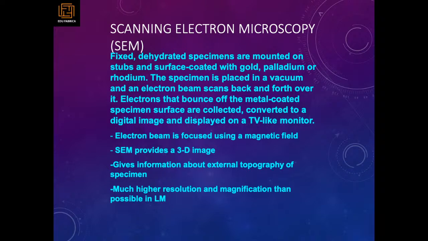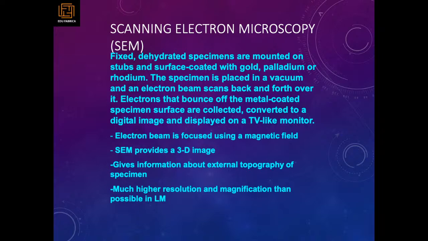The specimen is placed in a vacuum, and an electron beam then scans back and forth over it. First we dehydrate it, removing all the water, then mount it on the stubs and surface coat it with gold, palladium, or rhodium. Electrons that bounce off the metal-coated specimen surface are collected, converted to a digital image, and displayed on a TV-like monitor.